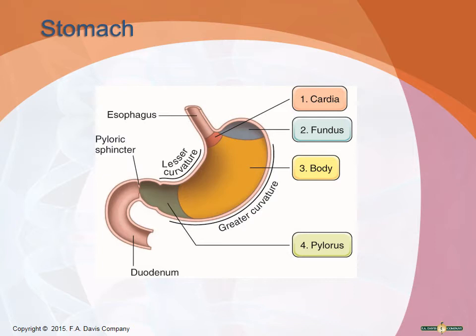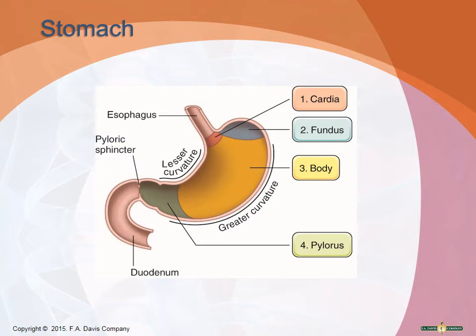And then we have a funnel-shaped region called the pylorus. The pylorus is right before we get to the small intestine. And so we have a sphincter on the way in, and we have a sphincter on the way out. The pyloric sphincter will control the release of what's now called chyme.